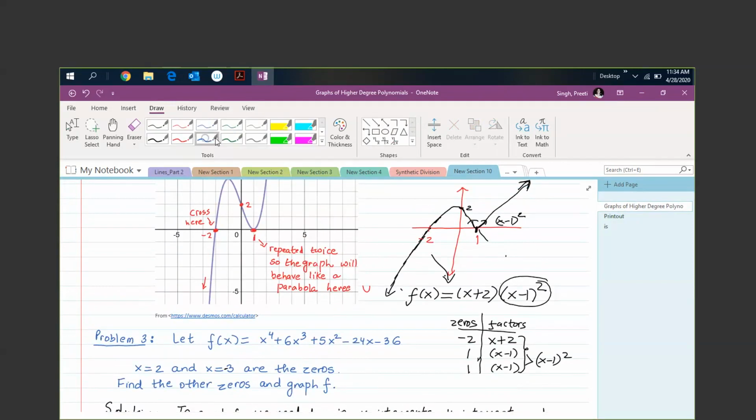So if I write here, this guy is called a linear factor. So the function is going to cross this one like a line. This guy is called a quadratic factor because of the power 2. And the graph is going to behave like this or this. Either way, it's either going down or up. But at that particular point, it's going to look like a tiny parabola. Okay.